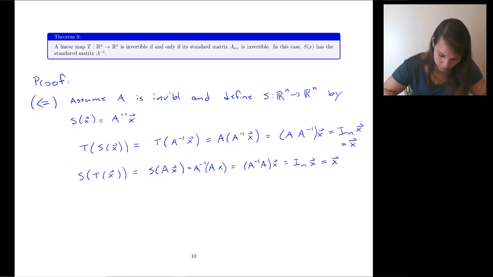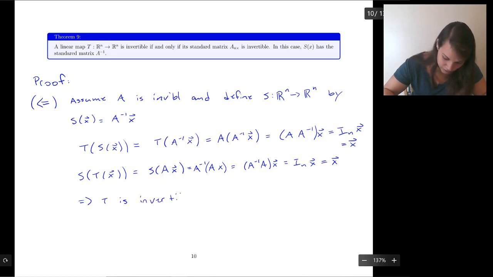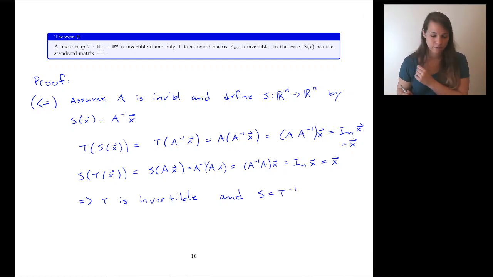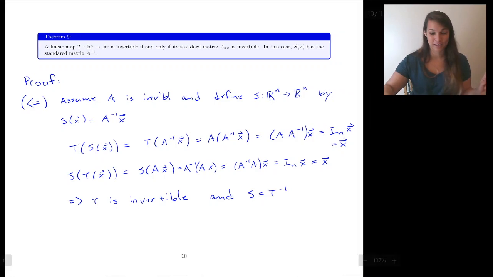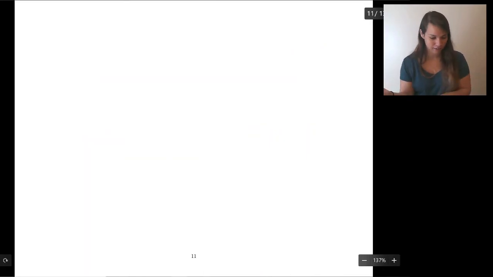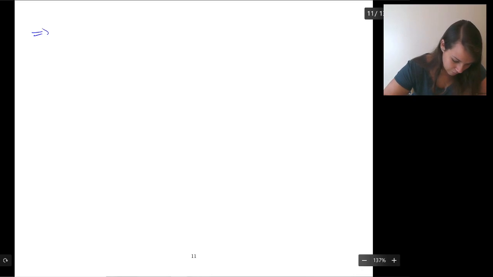Aha. So that means T is invertible. And furthermore, S is going to be the inverse of T. Cool. Now it's time to go the other direction. We're going to start with T is invertible and show that A is invertible. So going forward, basically, we're going to assume T is invertible.